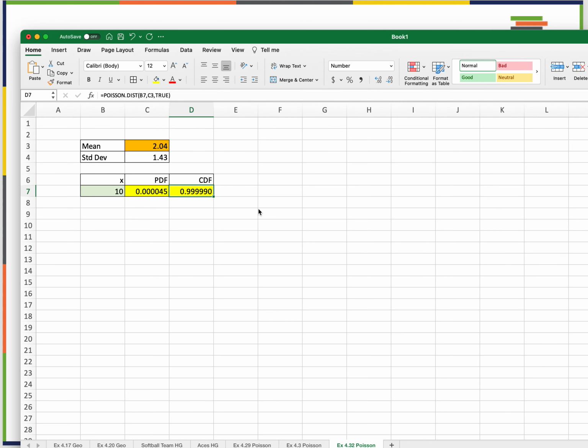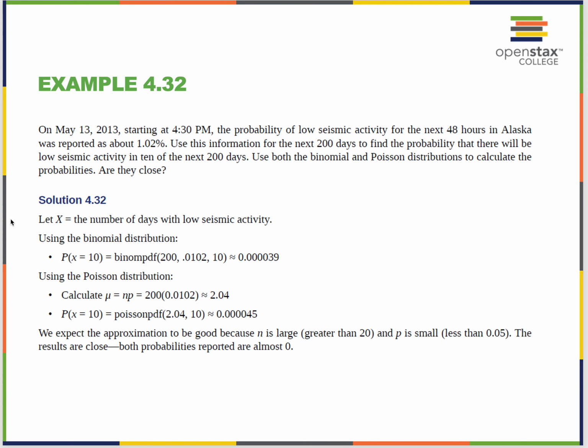The number of decimal places is in the context of the problem. So that's how you solve problems with Poisson, geometric and hypergeometric.